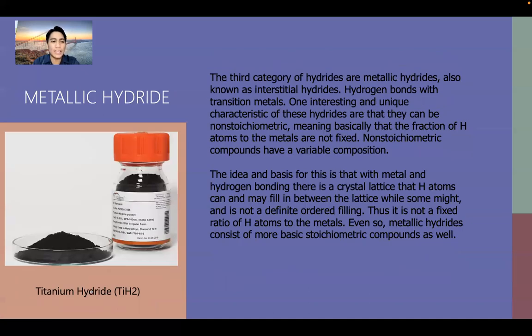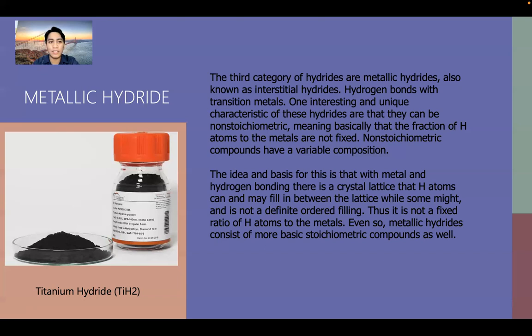Another form of hydride is the metallic hydride. The third category of hydride is the metallic hydride, also known as interstitial hydrides. Hydrogen bonds with transition metals. One interesting and unique characteristic of this hydride is that it can be non-stoichiometric, meaning basically that the fraction of H atoms to the metal is not fixed.